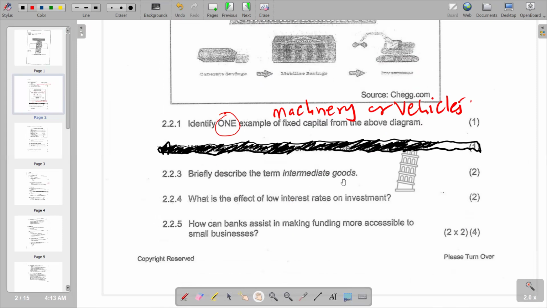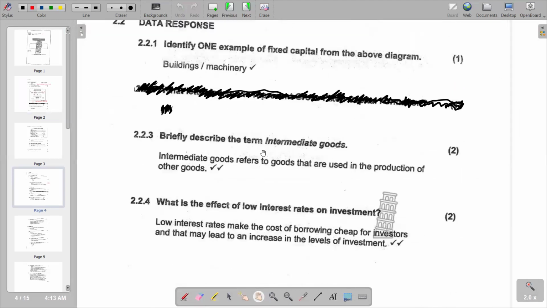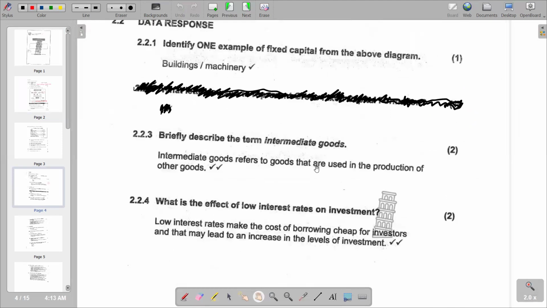So remember, we are saying after producing a certain good, it's again used as an input in the production of another good. Then it becomes an intermediate good. So we have an explanation that we have got in this video. It says intermediate goods refers to goods that are used in the production of other goods. So basically, that's the description that we have.